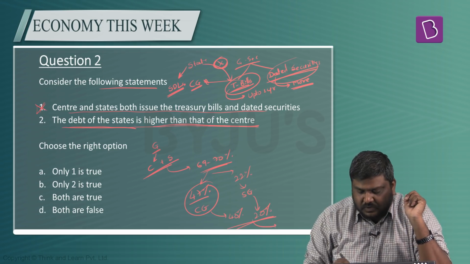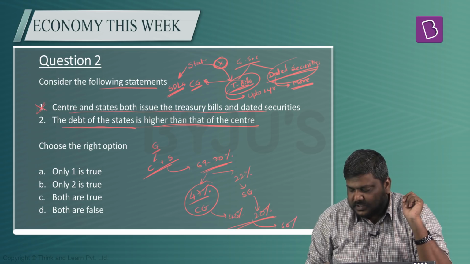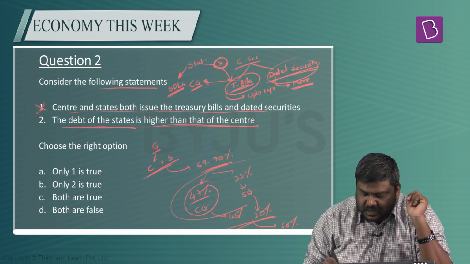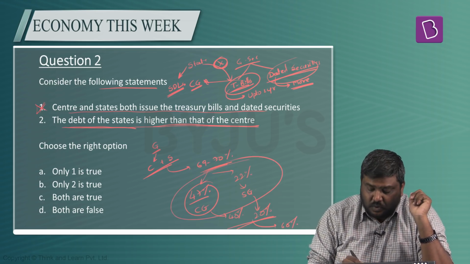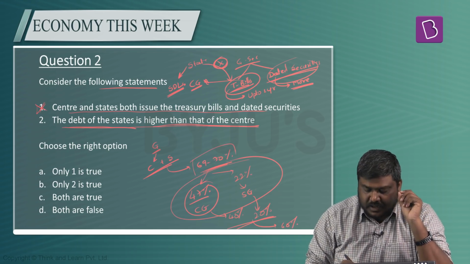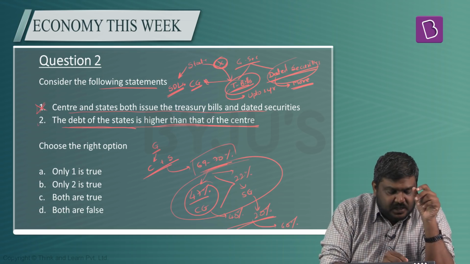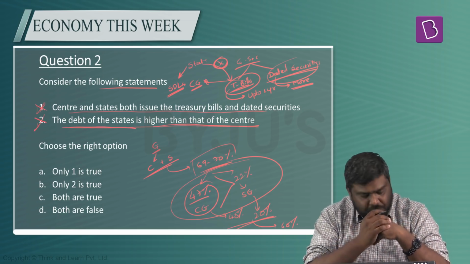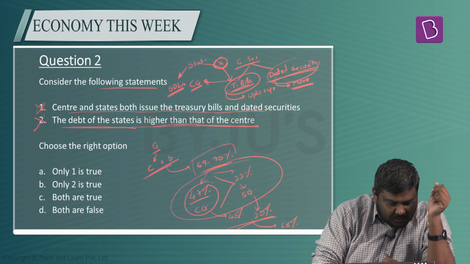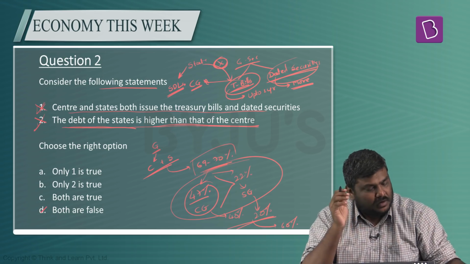And the sum total of the central plus state, that is general debt, has to be brought down to 60%. So you can see in this particular issue that out of the total debt or the general debt in India, central debt is much higher than that of the state debt. So second statement is also wrong. So the right option will be both are false.